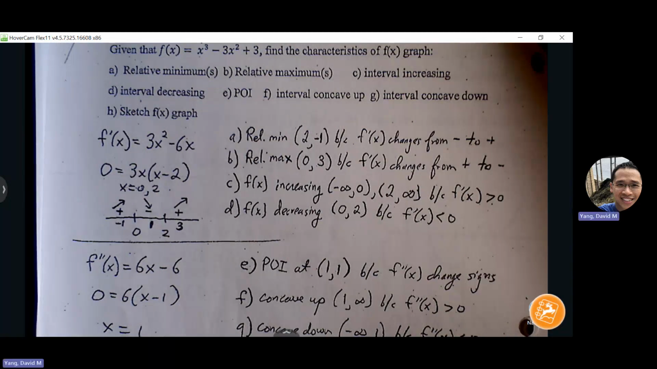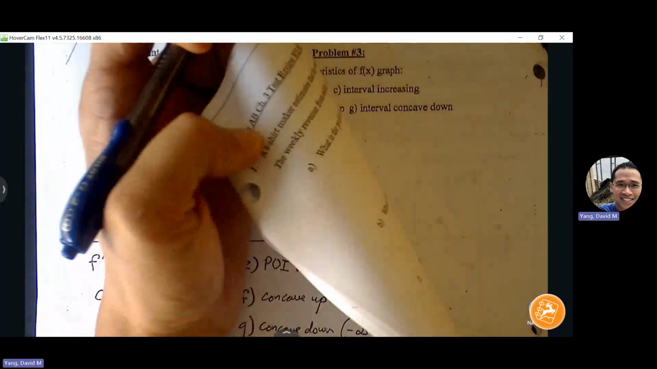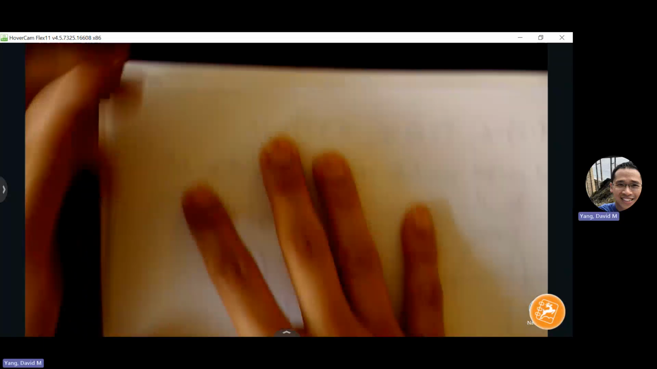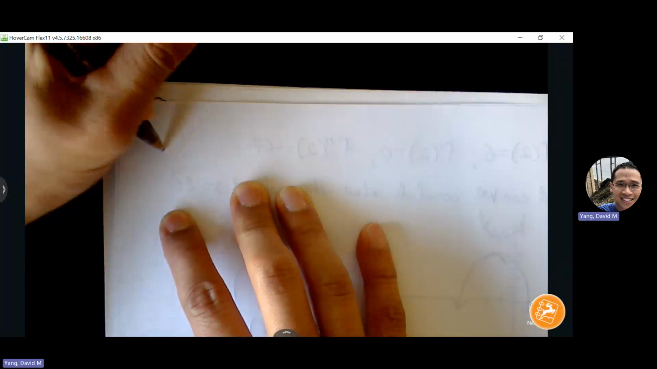Let's see. How about we do an optimization problem? Okay. So I kind of ran out of problems to do in the packet, so let me create one, and you can just put this on a separate sheet or find any space that you can find.